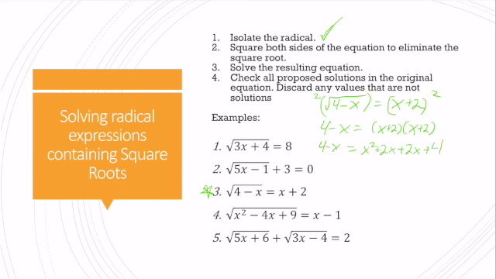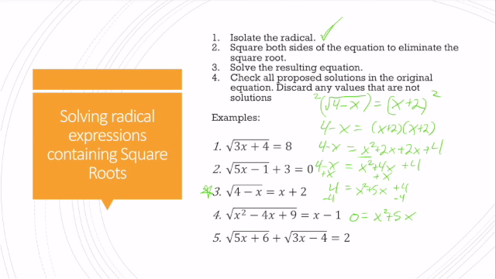Now I can combine like terms. And remember, in order to solve what I now have as a quadratic, a degree 2 equation, I need to make one of the sides equal to 0. So I have x squared plus 4x plus 4 equals 4 minus x. I'm going to add x to both sides. That leaves me with x squared plus 5x plus 4 equals 4. I subtract 4 from both sides. I get 0 equals x squared plus 5x.